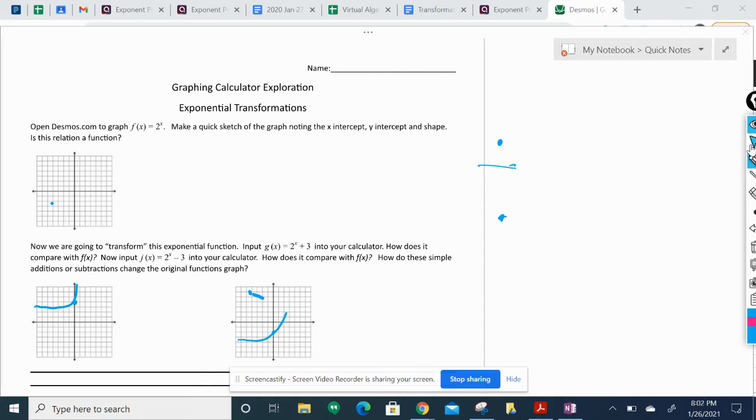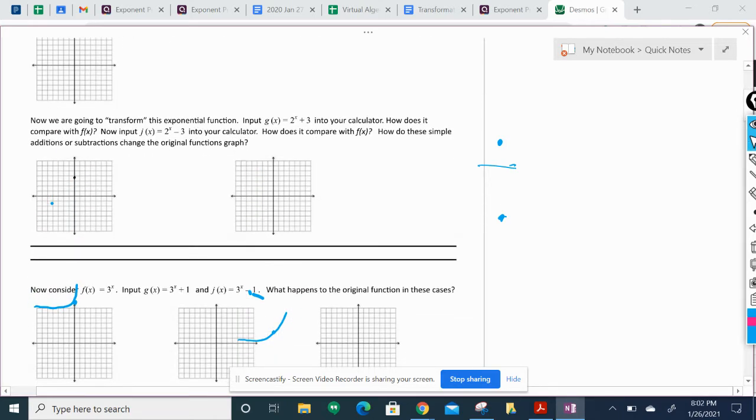So when I come down here and look at answering my question, the question says, how do these compare with my normal graph? We're going to say adding or subtracting moves the graph up and down. Adding moves it up, subtracting moves it down.